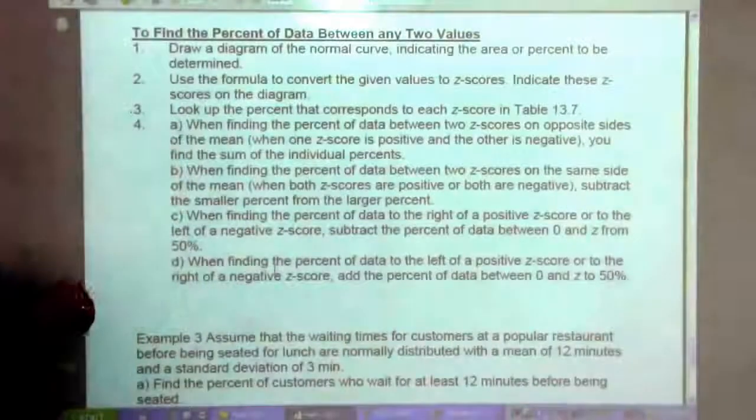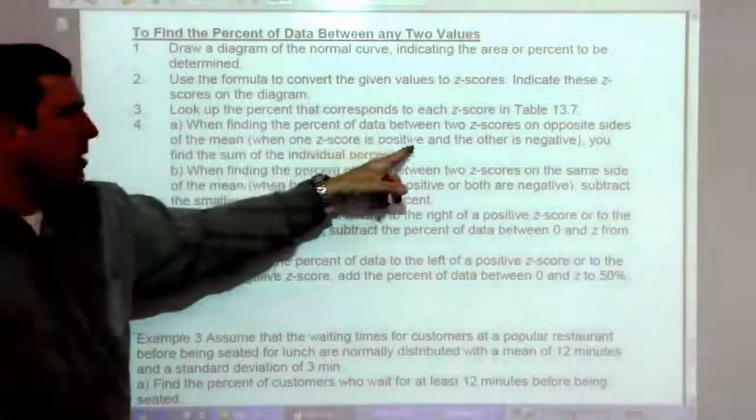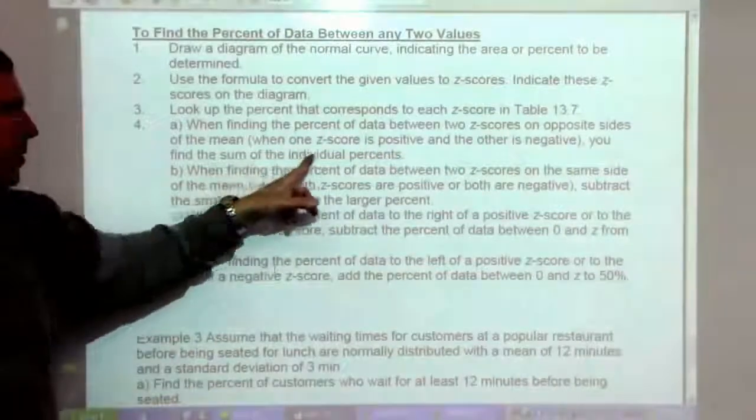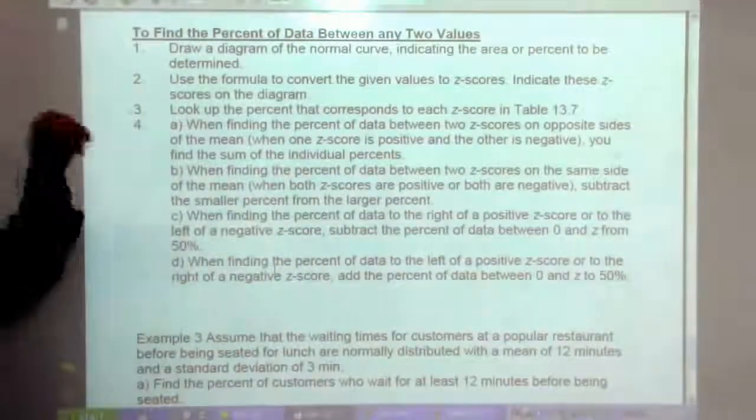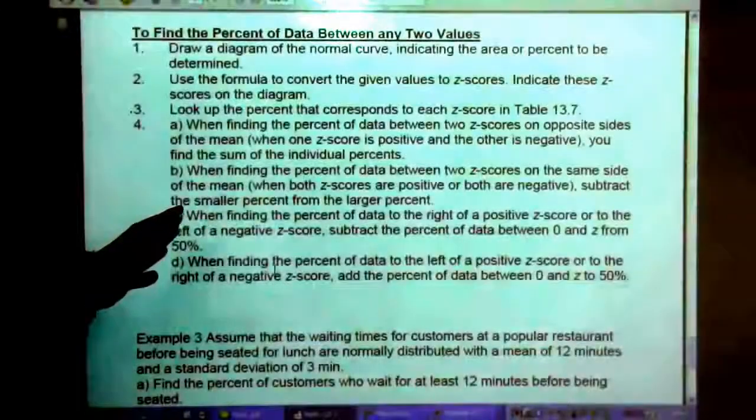When finding the percent of data between two z-scores on opposite sides of the mean, when one z-score is positive and the other is negative, you find the sum of the individual percents. Actually here we're just subtracting based on this table, so we've seen it.